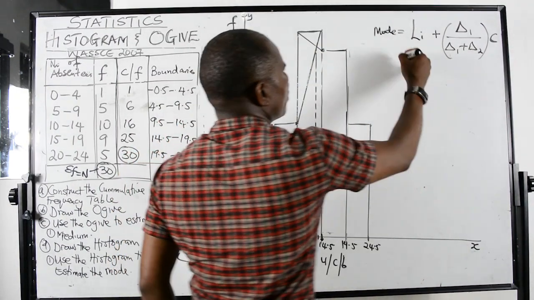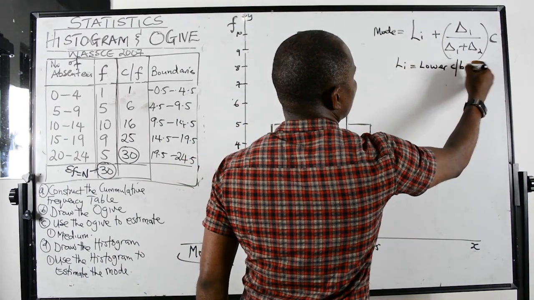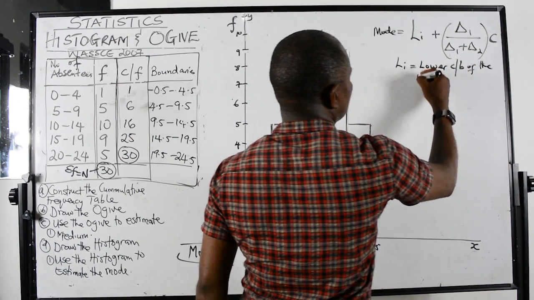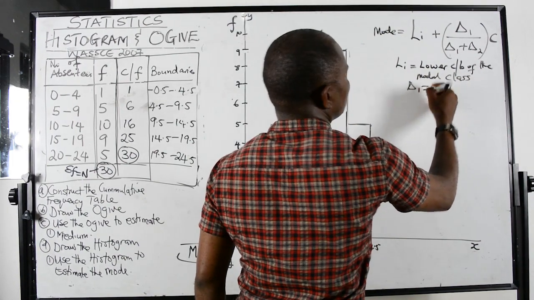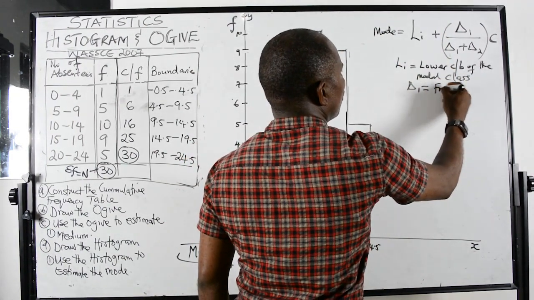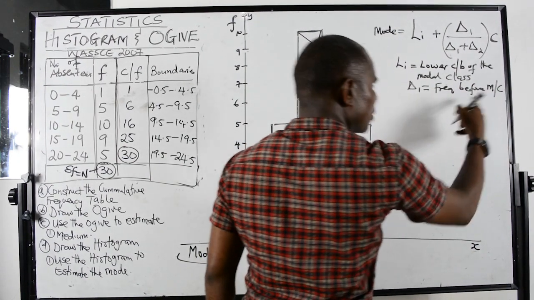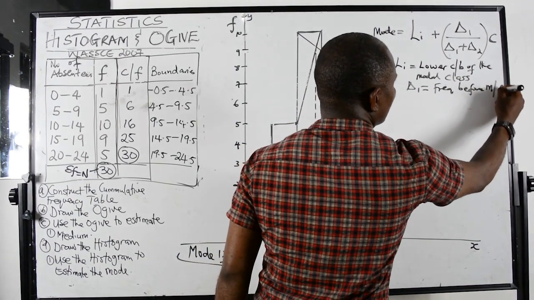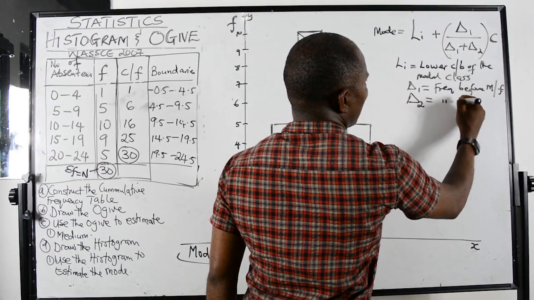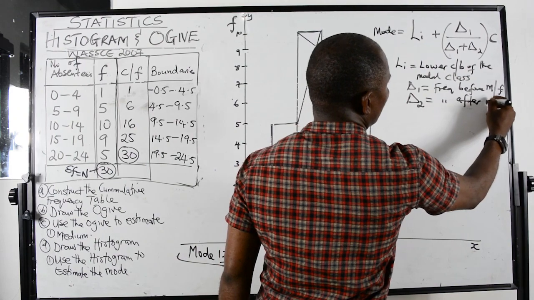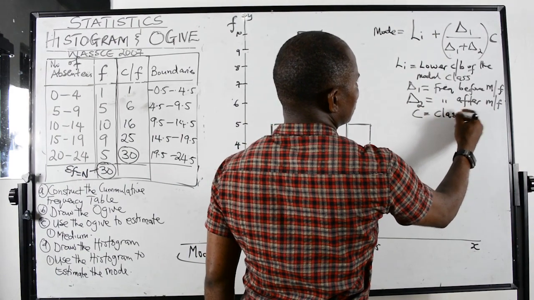So I can define these terms for you. This is the lower class boundary of the modal class. Delta 1 is the frequency before the modal class, the modal frequency. Let's say the frequency before the modal frequency, if you like. Delta 2 is the frequency after the modal frequency. Now we have C, which is the class mark.